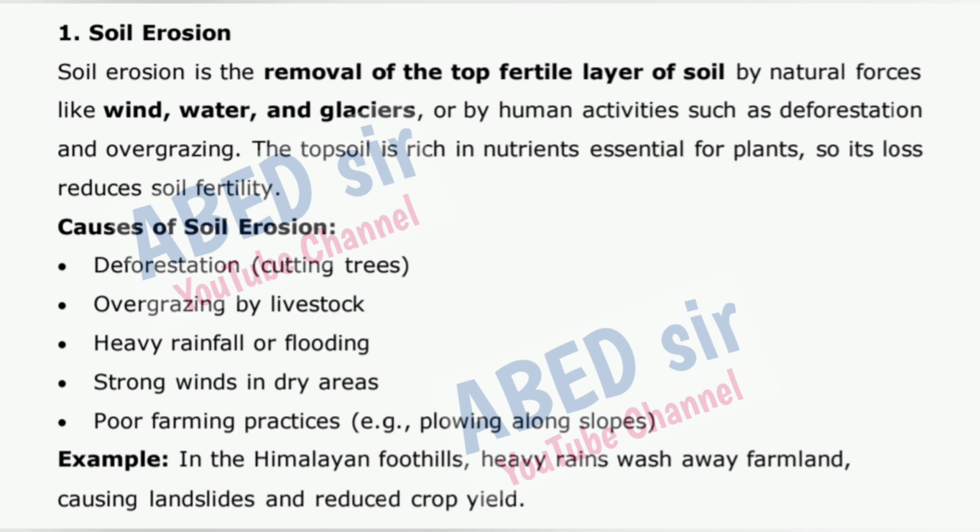The topsoil is rich in nutrients essential for plants, so its loss reduces soil fertility. Causes of soil erosion: deforestation, cutting trees; overgrazing by livestock; heavy rainfall or flooding; strong winds in dry areas; poor farming practices, example, plowing along slopes. Example, in the Himalayan foothills, heavy rains wash away farmland, causing landslides and reduced crop yield.